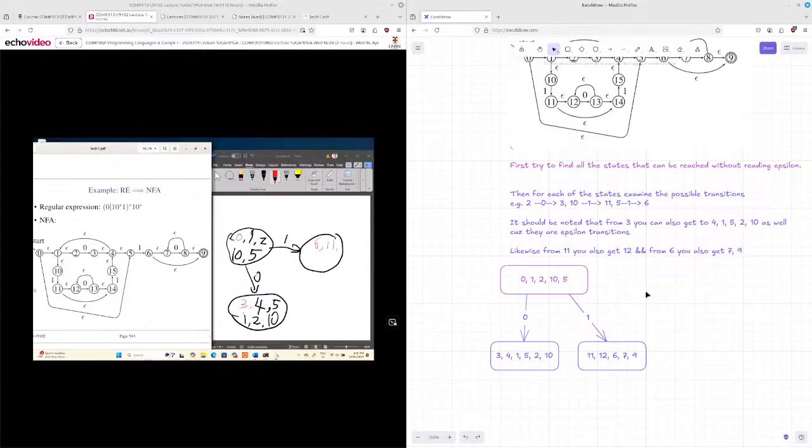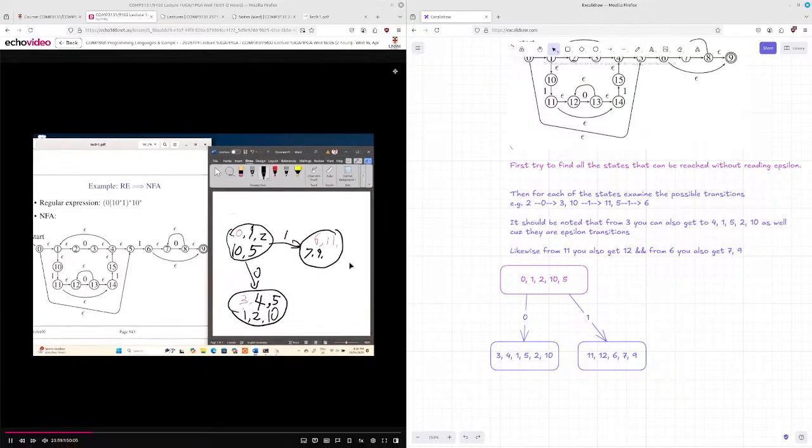But that's not all, because the machine can also move along epsilon transitions non-deterministically. You pretty much just do the same thing. Let's call it closure. You just close it by adding the epsilon-reachable states. You look at 6. Once you're at 6, you can go to 7 along an epsilon transition. You can go to 10. If the machine is at 11, you can go to 12. You can also go to 14.